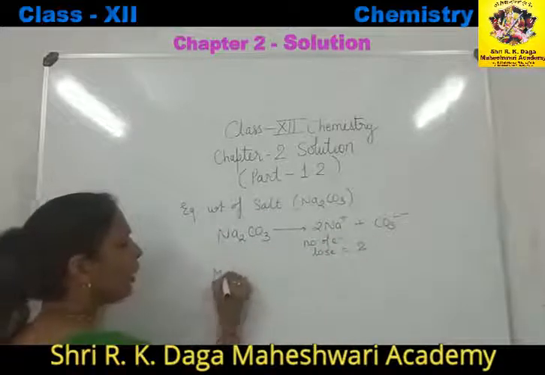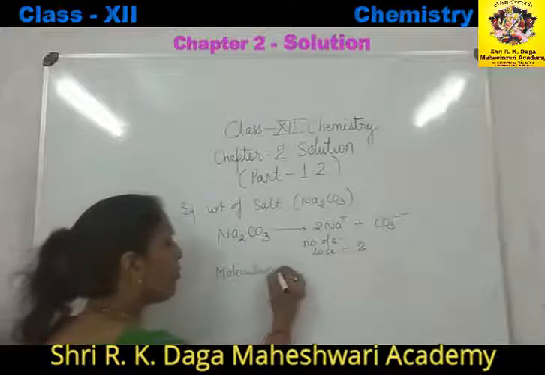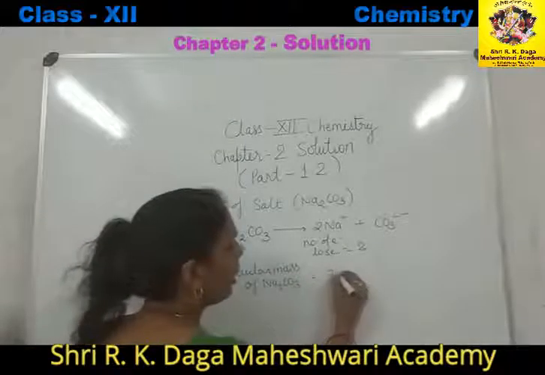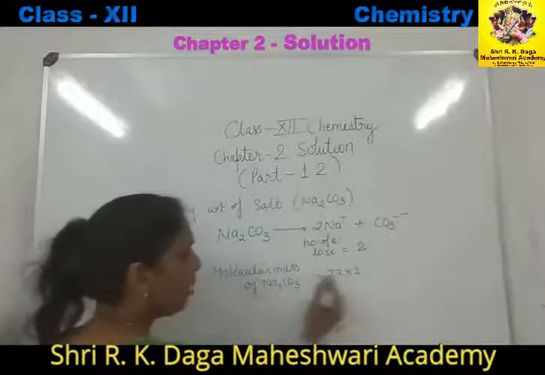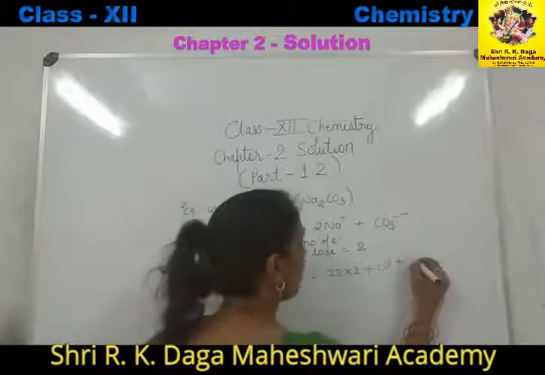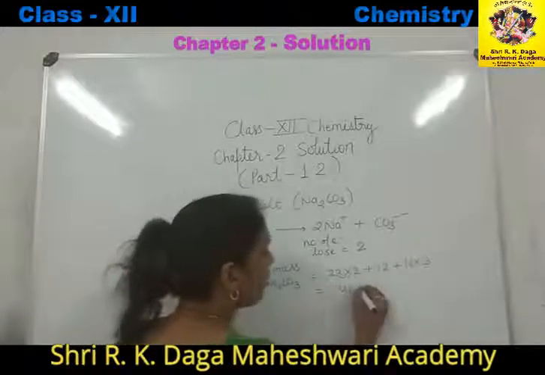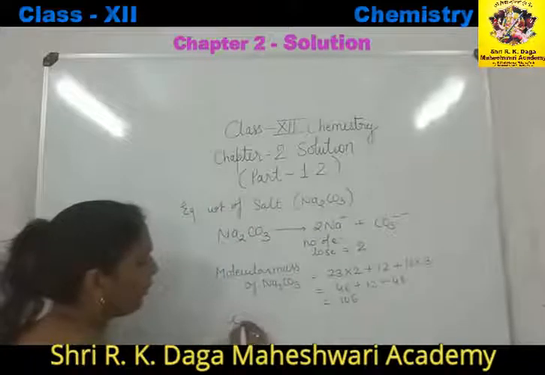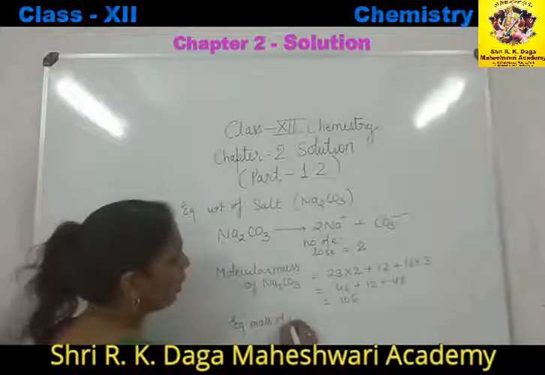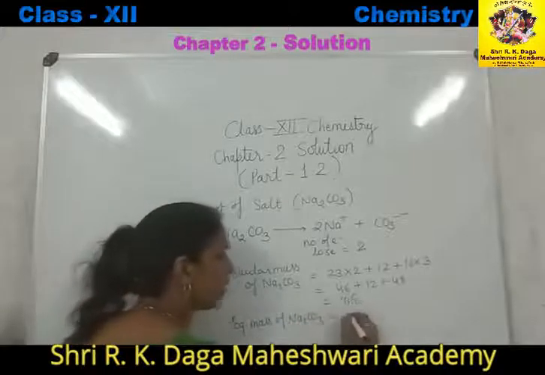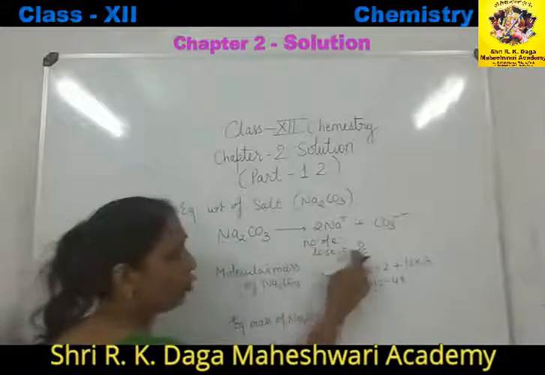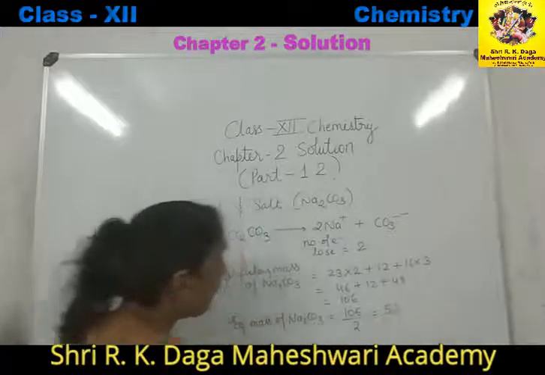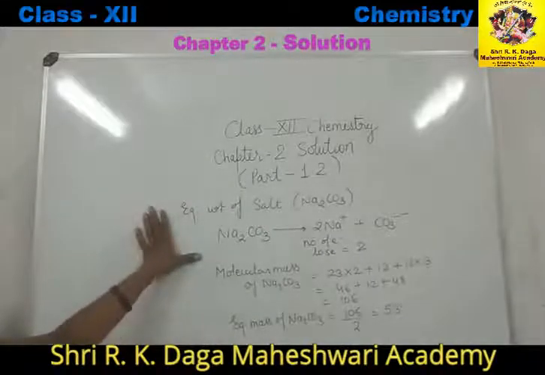Now the molecular mass of Na2CO3: sodium 23 multiplied by 2, because there are two atoms of sodium, plus carbon 12 plus oxygen 16 multiplied by 3. So it will be 46 plus 12 plus 48, which is 106. So the equivalent mass of Na2CO3 will be 106, that is the molecular mass, divided by the number of electrons lost. How many electrons are lost by the metal ion? 2. So it will be divided by 2 and it will be equal to 53. In this way we can calculate the equivalent mass of a salt.